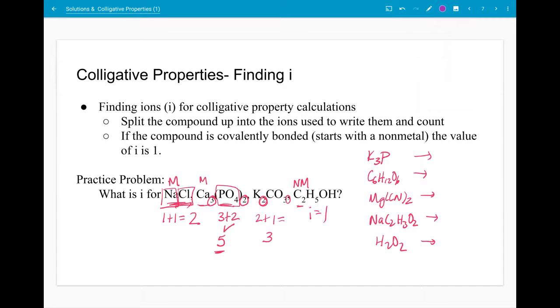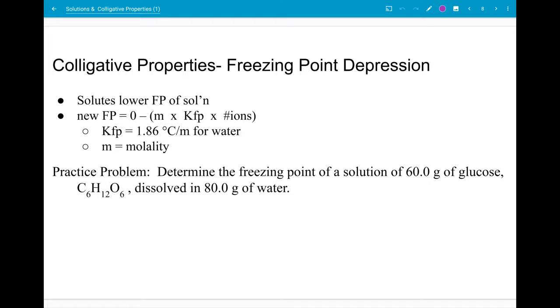Okay, so for the first one, we have K3P. So we have 3 Ks and 1 P. So 3 plus 1 is 4. Next one starts with carbon. So I is 1. Next one, we have 1 magnesium, 2 cyanide ions. 1 plus 2 is 3. Next one, we have 1 sodium and 1 acetate ion. It looks kind of scary. So it's 2. That starts with a nonmetal. I is 1. So we're going to use that information to find our freezing point depression or boiling point elevation.